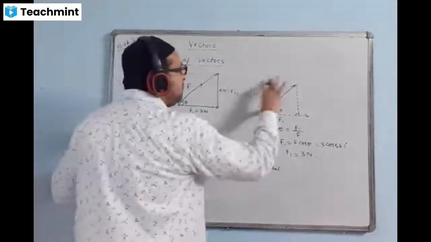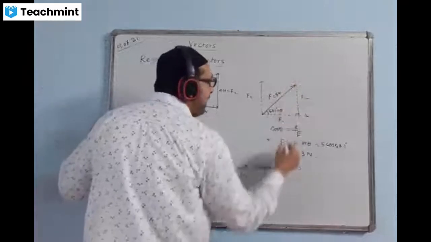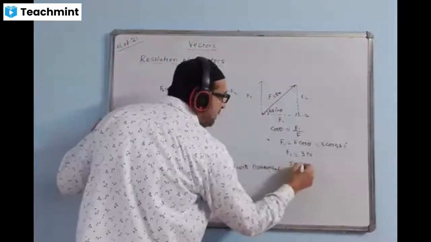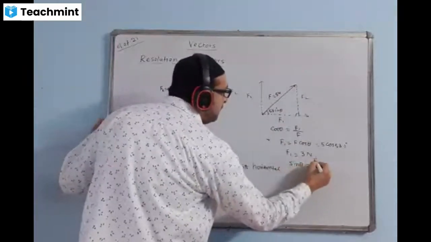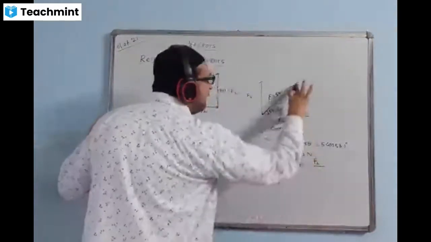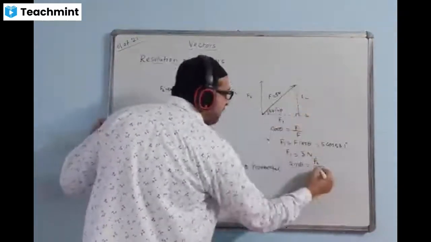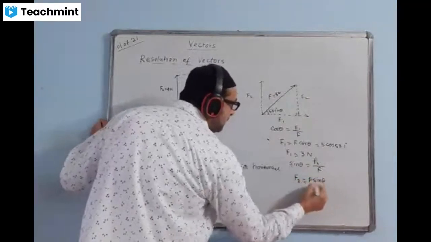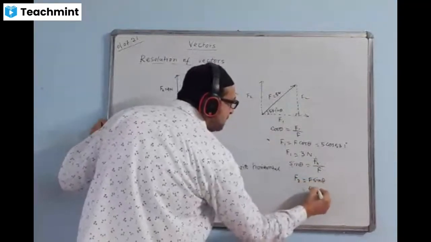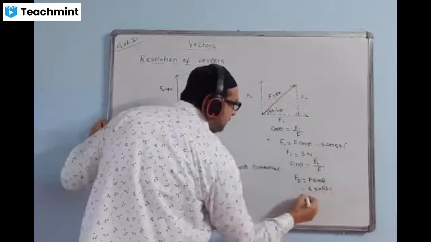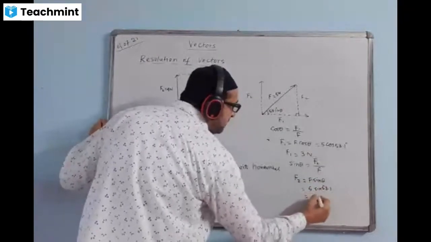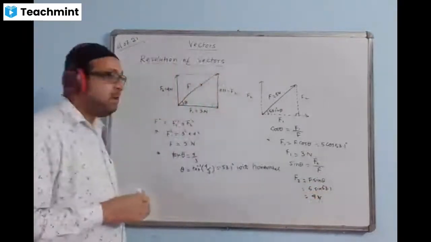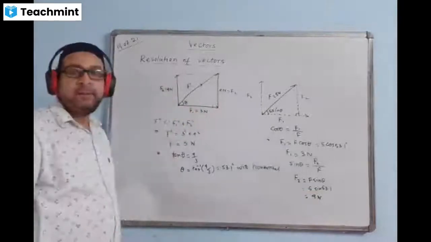Similarly, this is F2, so this will also come F2. Now I'll use sin theta. Sin theta value will come perpendicular by the hypotenuse. Perpendicular is F2 and hypotenuse is F. Therefore, F2 value will come F sin theta. F value is 5 sin 53.1, and I'm sure when you do the calculation, answer will come 4 Newton. Previous thing will come back.